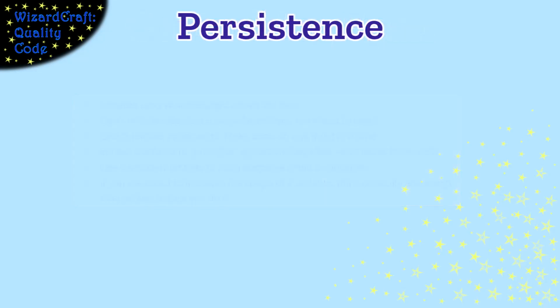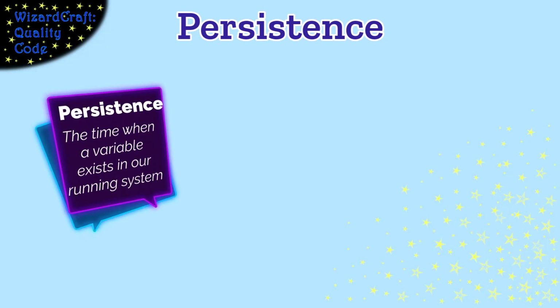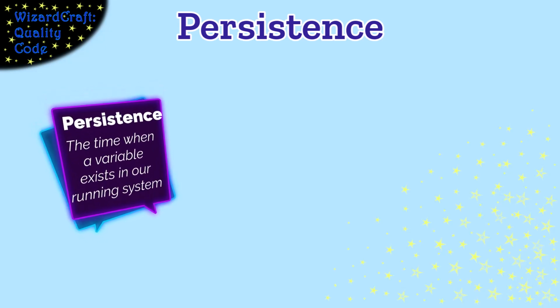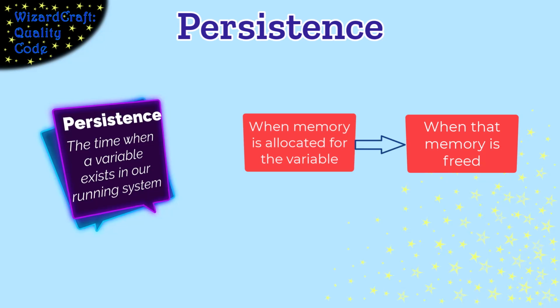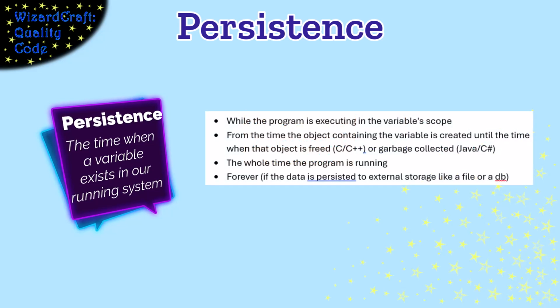Scope and span are both a measure of the structure of our source code. Another aspect of our variables that we want to control is its persistence. That's the time when a variable exists in a running system. So it's the time from when space is allocated for the variable to the time when that memory is released. Here are some possibilities for how a variable might persist.